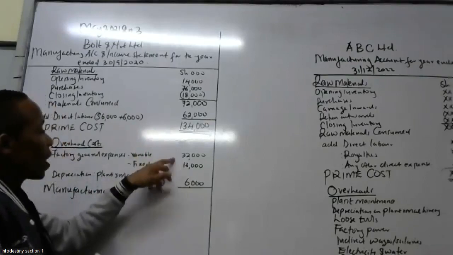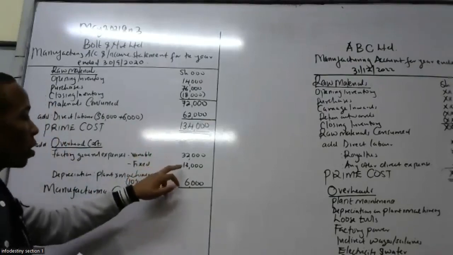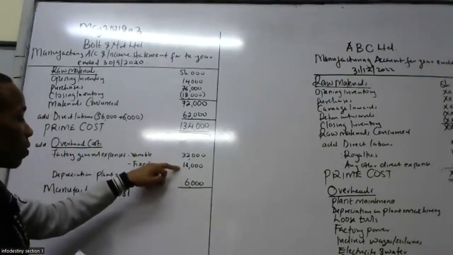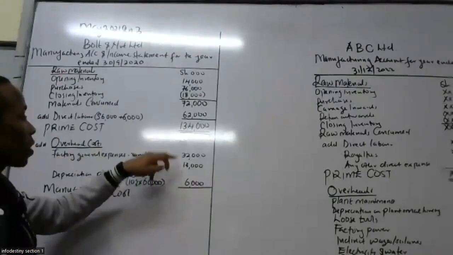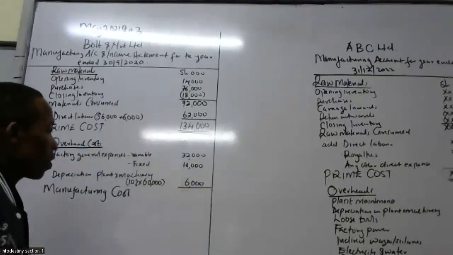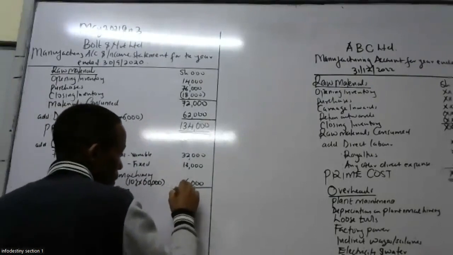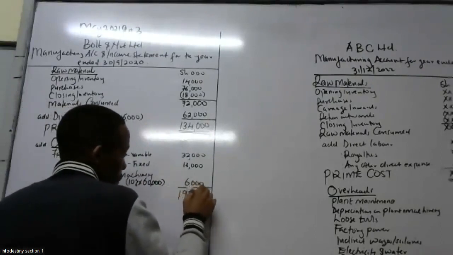So 134 plus 32. This itself is 50. This is 50, 56. 56 plus 134. That is 190. Yeah, 190.